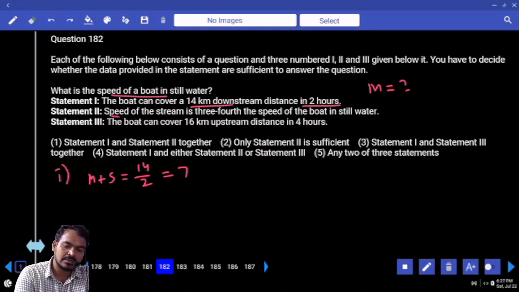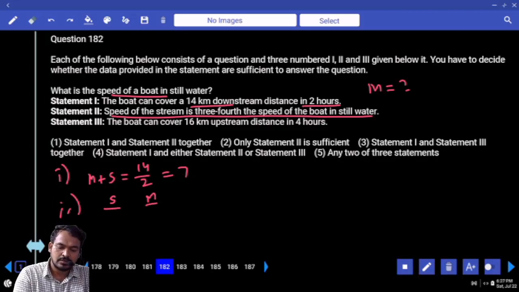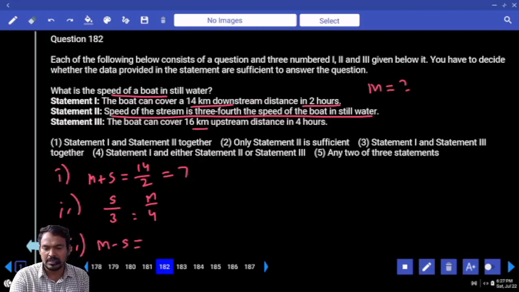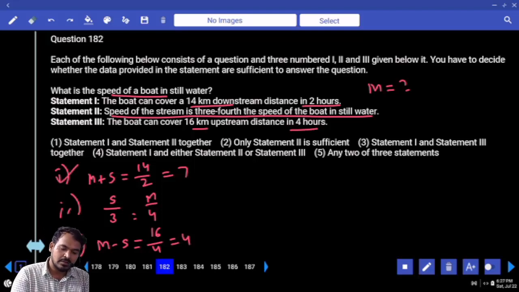Only one alone? Not sufficient. What is the second statement? The speed of the stream is 3/4 of the speed of the boat. Means in the second statement, S and M are in which ratio? 3:4. From 1 and 2 we are getting the answer. Next, what is the third statement? The boat can cover 16 kilometers upstream, a distance in how many hours? 4 hours. Means upstream speed M minus S, distance value 16, time 4 hours, 16 by 4 means 4. From 3 alone we are getting the answer? No. 2 and 3 we are getting the answer? Yes. 1 and 2 we are getting the answer? Yes. 1 and 3 also we are getting the answer?